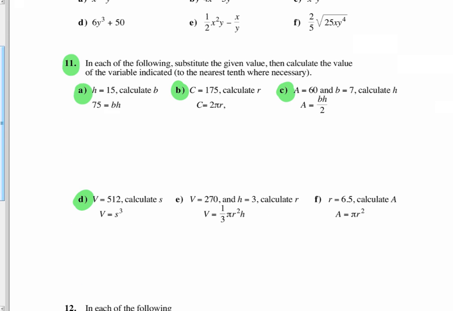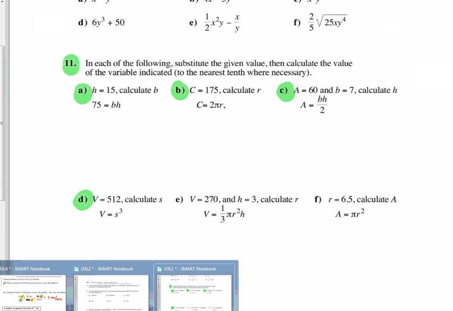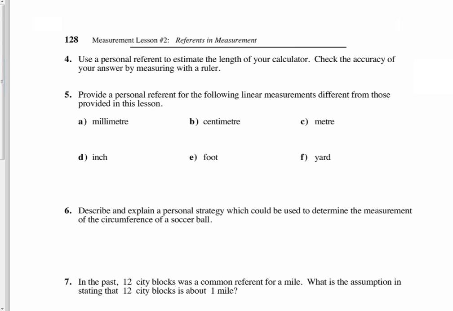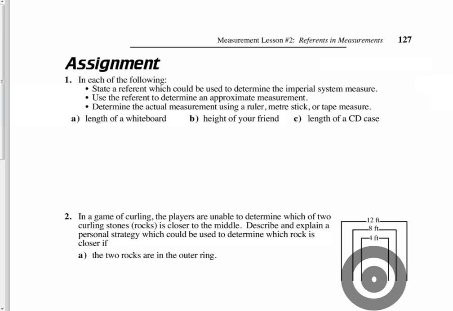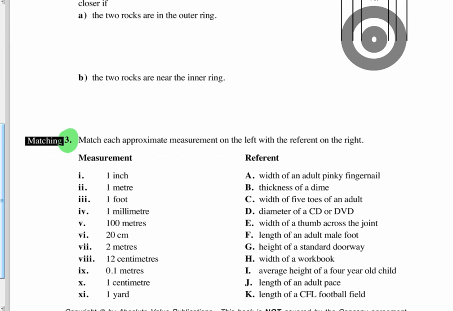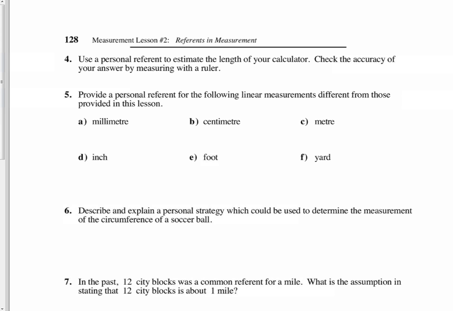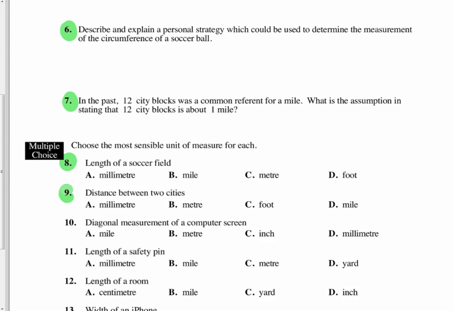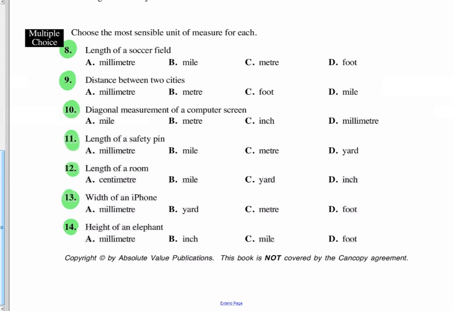Then page 127, so lesson 2. Number 1, all of it. You don't have to do 2. Number 3, it's a matching. And then 5 to 14, you might need a ruler for it: 8, 9, 10, 11, 12, 13, 14. Looks like a lot, but it's just a quick multiple choice there.